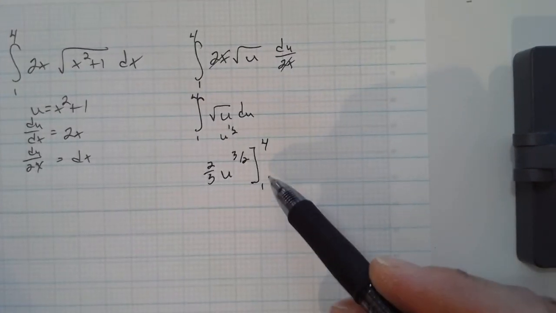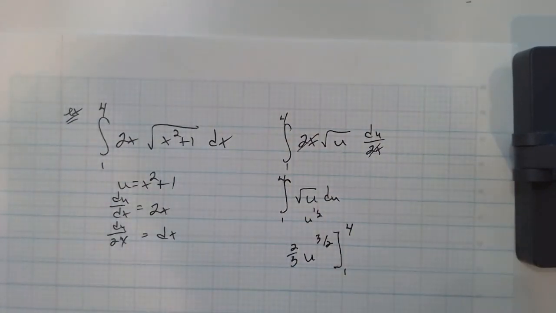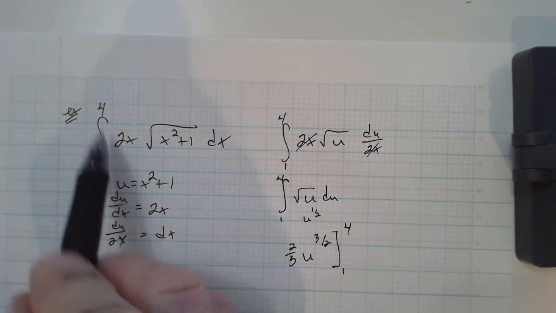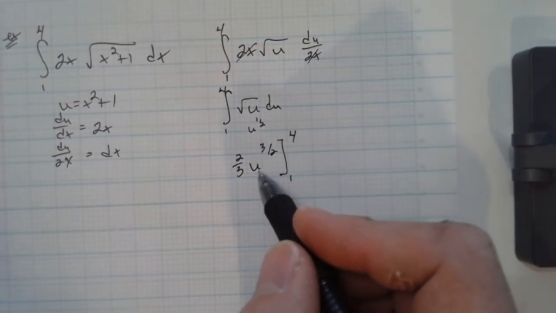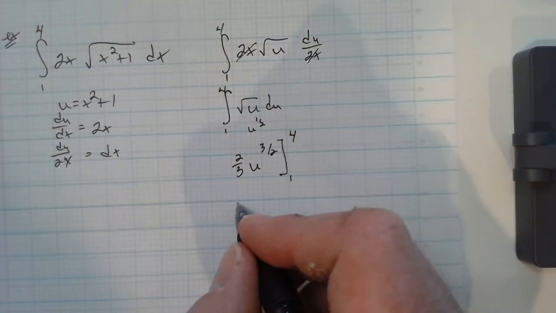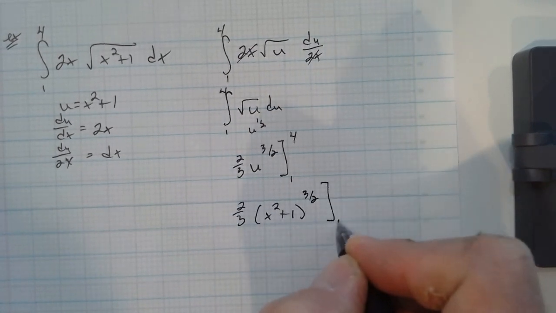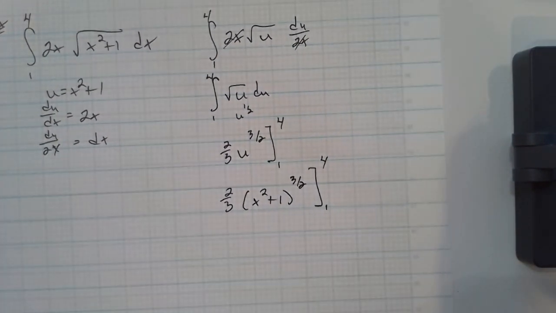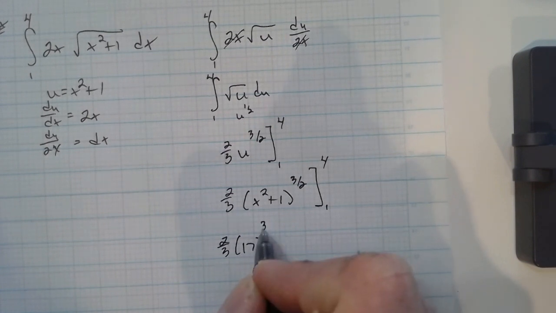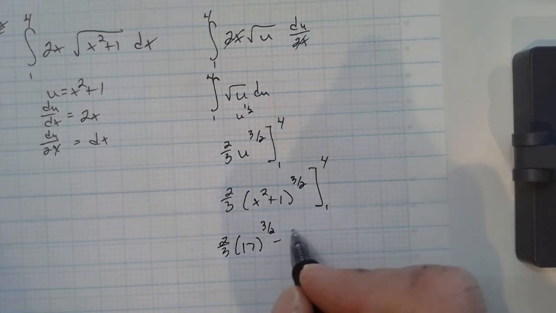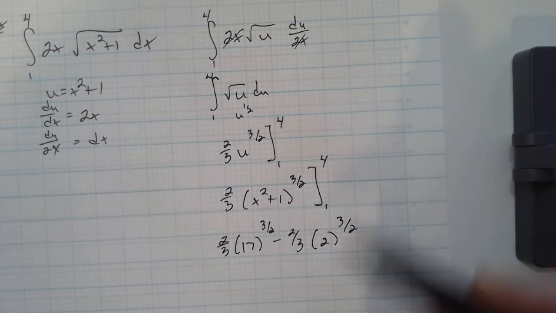But this isn't actually true from 1 to 4 because this expression is in terms of u, and our original boundaries of integration were in terms of x from 1 to 4. They're asking from 1 to 4 in terms of x. So that's why we change our u's into x's. So it's 2/3 times x squared plus 1 to the 3 halves. And now we're technically correct. We're going from 1 to 4. Plug in 4, we get 17. So it's 2/3 times 17 to the 3 halves minus plugging in 1, we get 2/3 times 2 to the 3 halves. Okay, we could have probably done that.